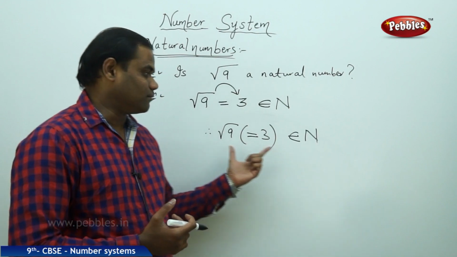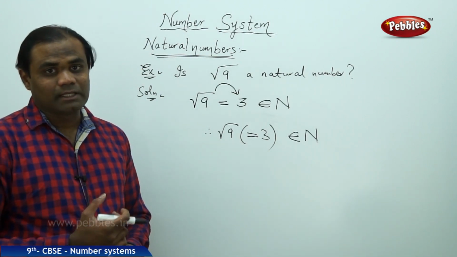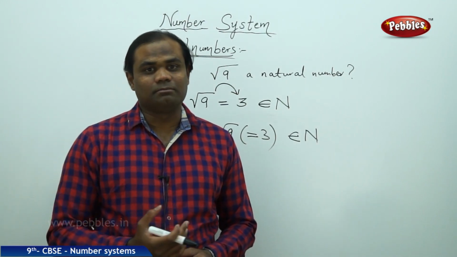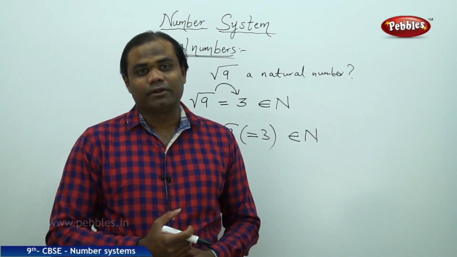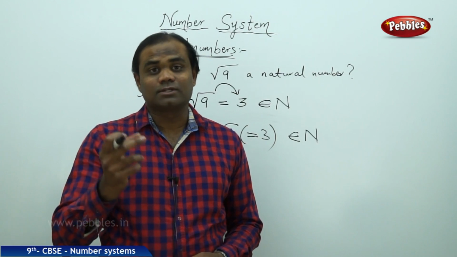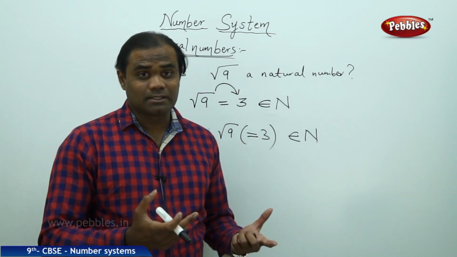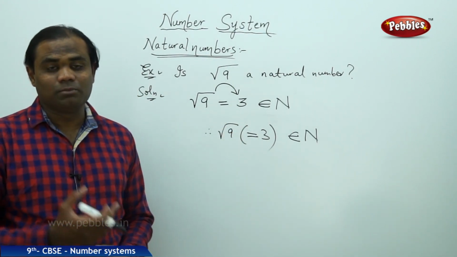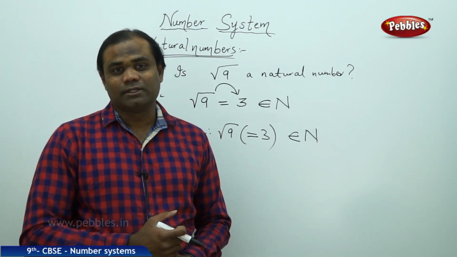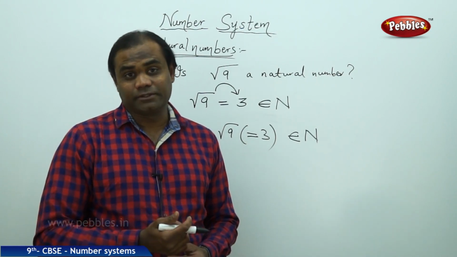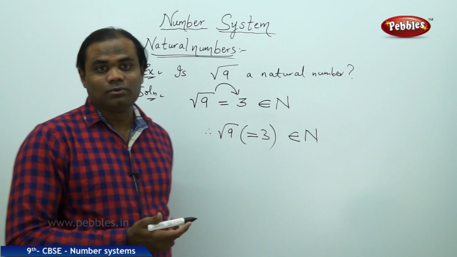So what do we understand from this basic example is that whenever a question is given about testing on a natural number or not a natural number, we try to simplify it to the most simplified form. It is very important to note that until and unless a given problem is simplified to the most simplified form, we cannot judge on the number being a natural number or not a natural number. Let's do one more example.